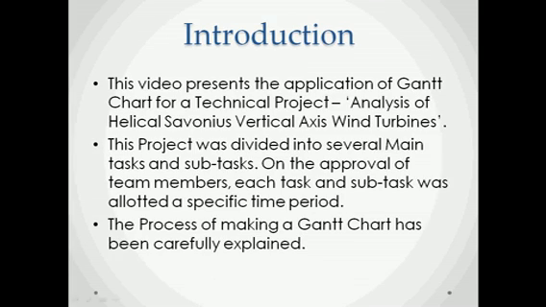So in this video now we are going to create a Gantt chart for a technical project called Analysis of Helical Savonius Vertical Axis Wind Turbines. This project was divided into several main tasks and subtasks. On the approval of team members, each task and subtask was allotted a specific time period so that the start date and end date was determined. Now let's look at the process of making a Gantt chart.